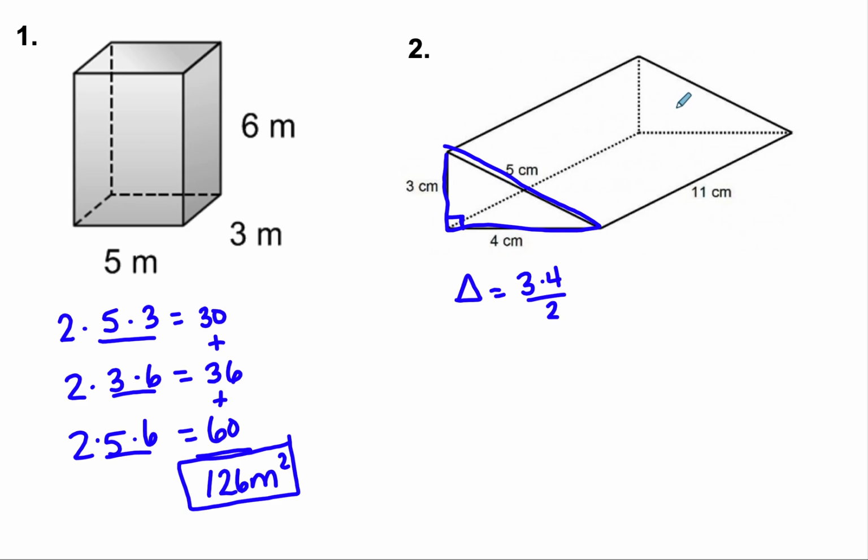And then I can take it times 2 because the one in the back is also going to be the same. 3 times 4 is 12. Divided by 2 is 6. Times 2 is 12. All right, now I'm going to find my 3 rectangles.